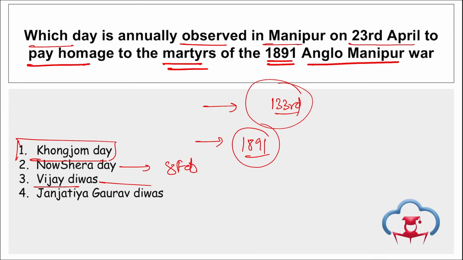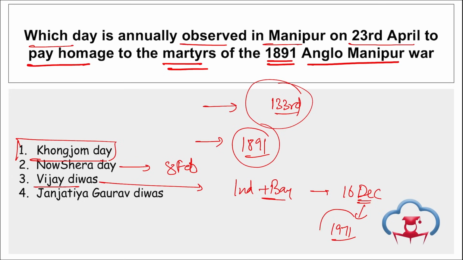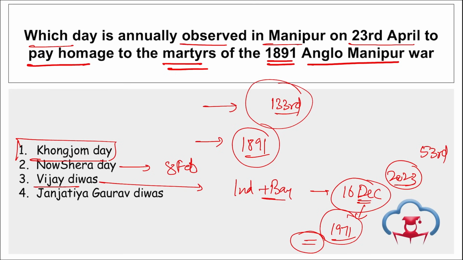Then if we talk about Vijay Divas, this day is also known as Victory Day or Bijoy Divas, and it is observed across India as well as Bangladesh. Right? Observed on 16th of December to celebrate the historic victory of the Indian Armed Forces against Pakistan in the 1971 Indo-Pak War. And this day is also celebrated to pay tribute to the martyrs of both India and Bangladesh who lost their life during this 1971 war. Also remember, last year 2023, it was the 53rd celebration of Vijay Divas.